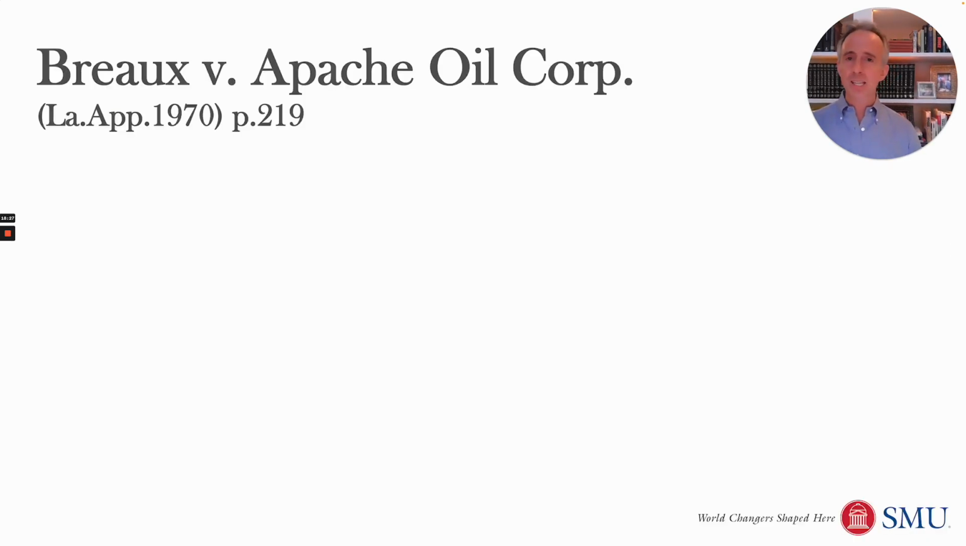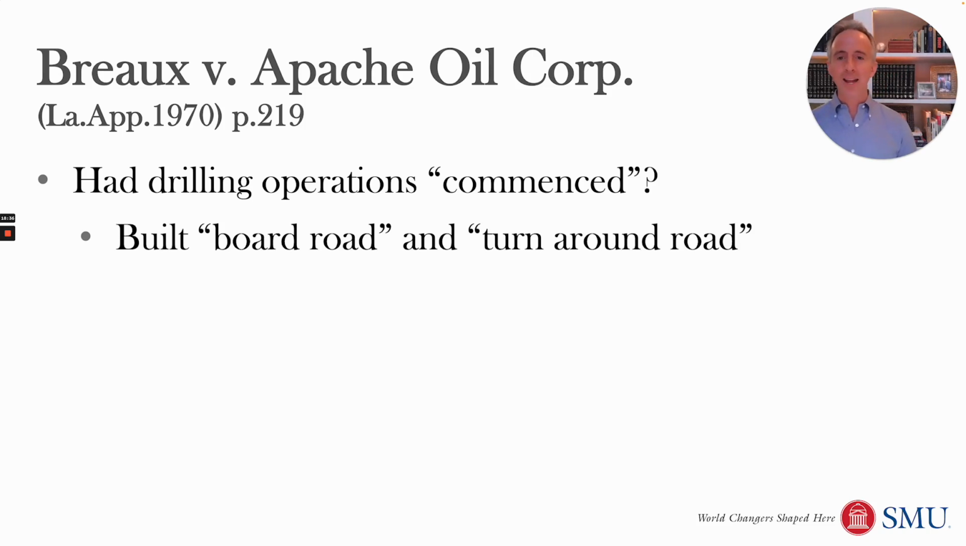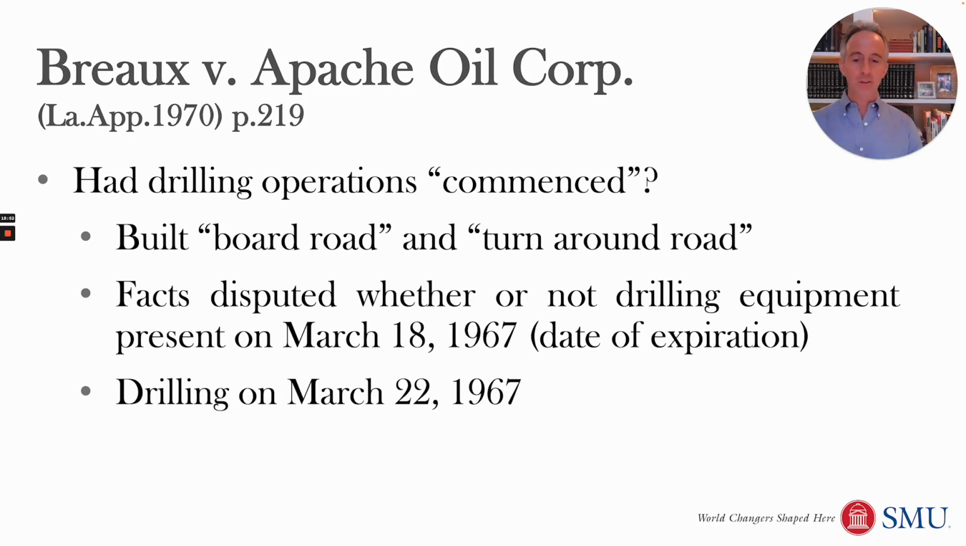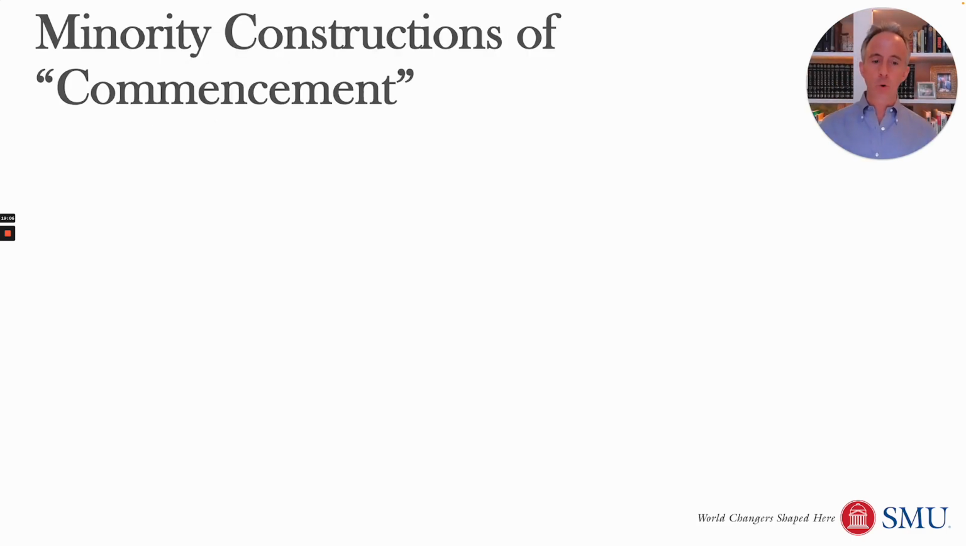So in this case, the Apache Oil Corp doesn't actually get to there. The question that the court is considering is whether drilling operations had commenced, and all Apache Oil has done at this point is built a board road and a turnaround road to get the drilling rig in. There's a factual dispute about whether the drilling equipment had actually gotten present on the day of the expiration, and the drilling doesn't actually start until after the lease expired. But the court says, you know what? Building the road is enough. Actual drilling not required. And as I said, this is kind of the typical majority rule.